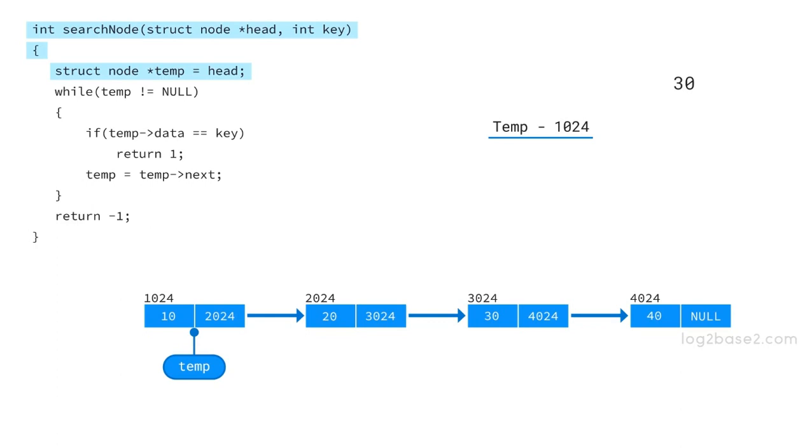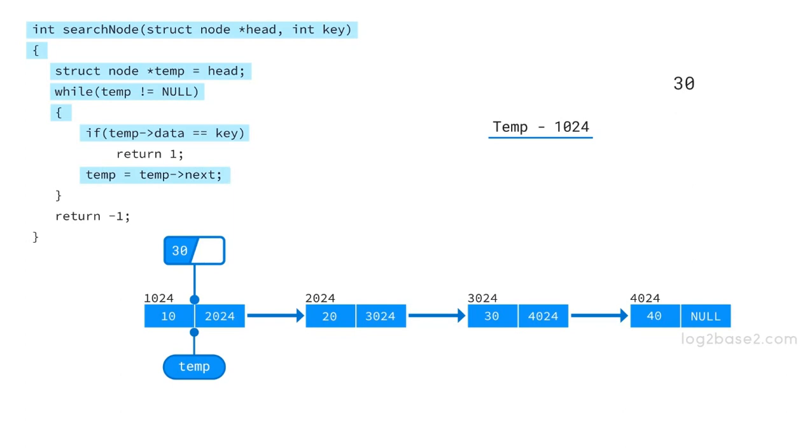First we check if temp, which is pointing to head, is null. If it is null, it means we have reached the end of the linked list and it does not enter the while loop. Here temp equal to 1024, which is not equal to null. So enter the loop. Now check if the data at address 1024 is the key. So compare 10 with 30, but it is not the same. So the if condition failed, so jump to the next statement.